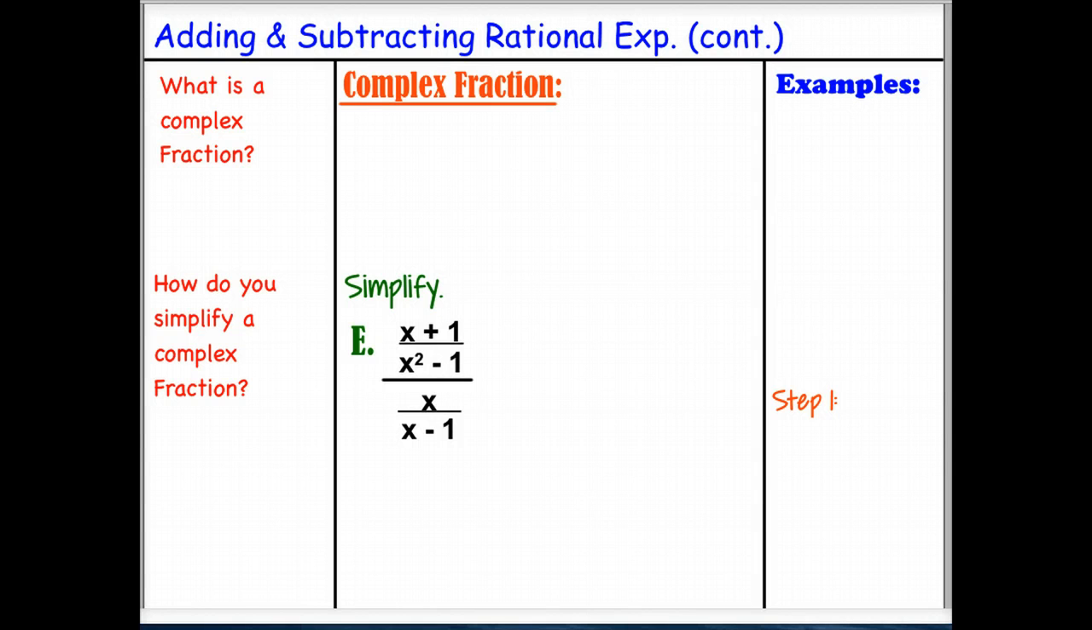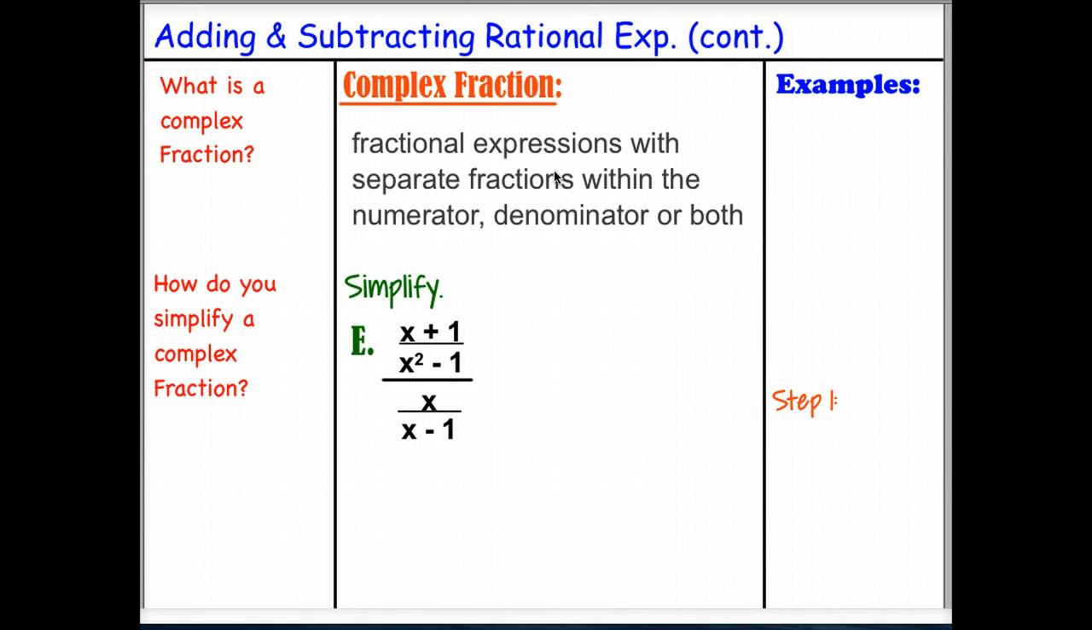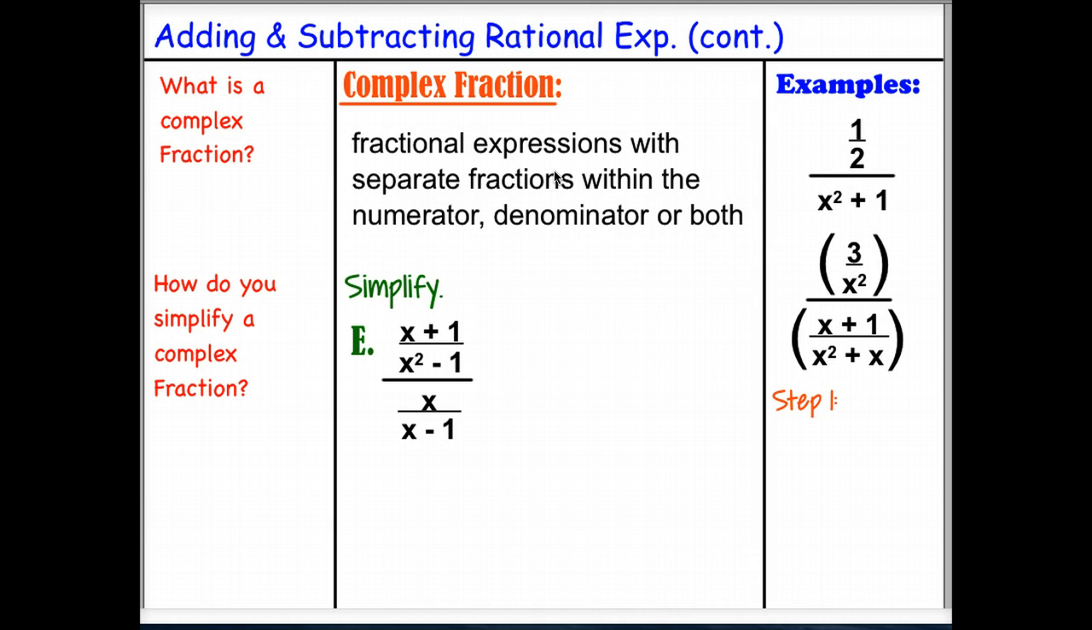The last piece we need to talk about is complex fractions. A complex fraction is a fractional expression with separate fractions within the numerator, denominator, or both. Some examples would be 1/2 over x squared plus 1, or 3 over x squared divided by the quantity x plus 1 over x squared plus x.